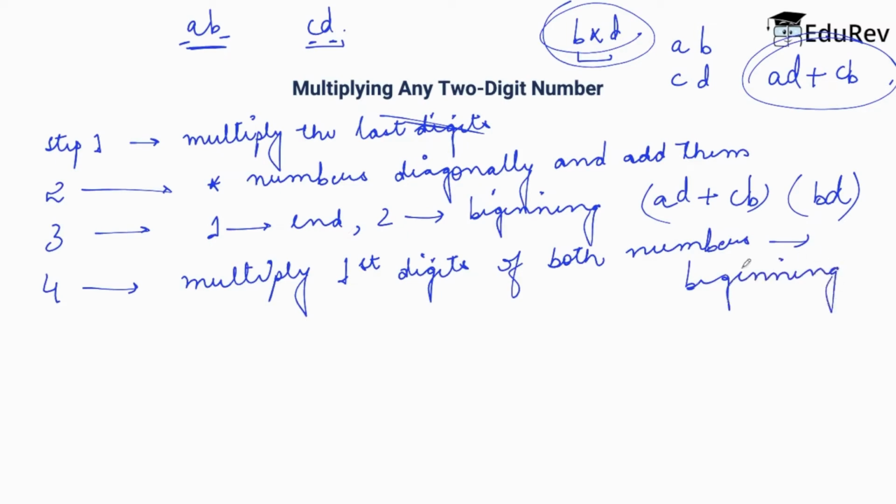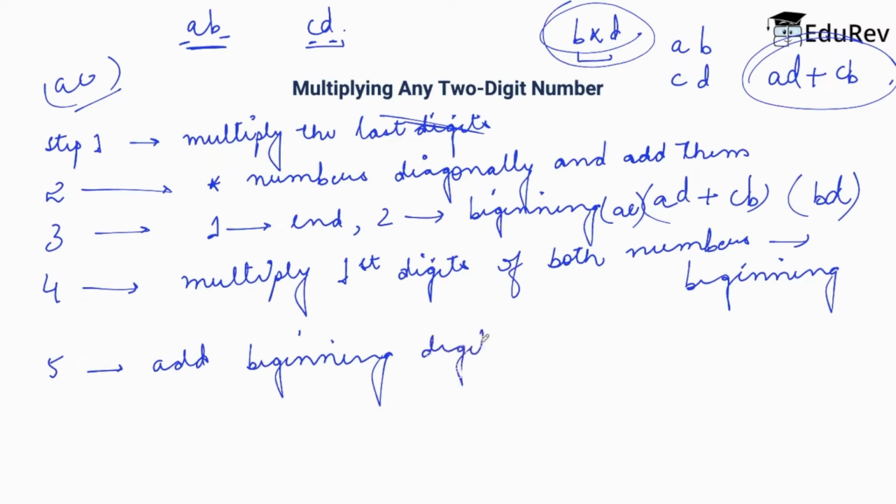That is, if I multiply the first digits of these numbers, it will be AC, and I have to keep it in the beginning. So here it's going to be AC. And the fifth and final step is that if the result has two or more digits at the beginning, we need to add the beginning digit to the beginning number.